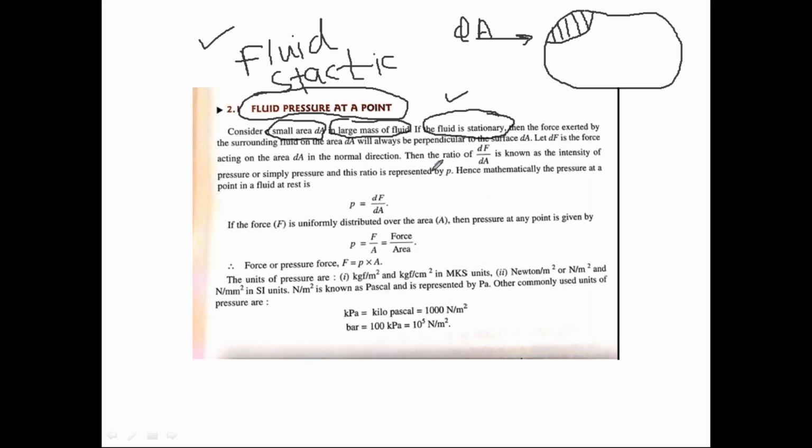If the force is exerted by the surrounding fluid on the area dA, it will always be perpendicular to the surface dA. The force exerted by the surrounding fluid on the area dA will always be perpendicular to the surface dA. Let dF be the force acting on area dA in the normal direction. So dF is a force which is acting on this area dA, and the direction of this force is normal to dA.